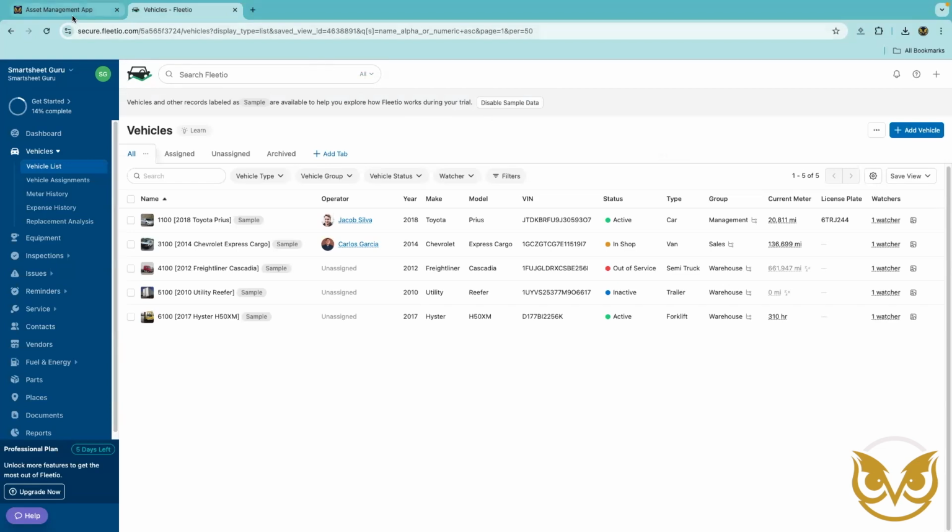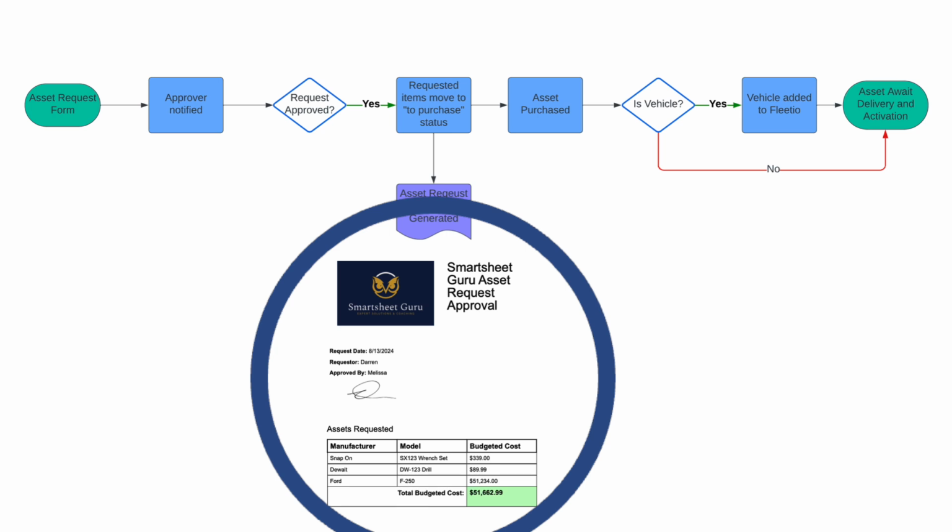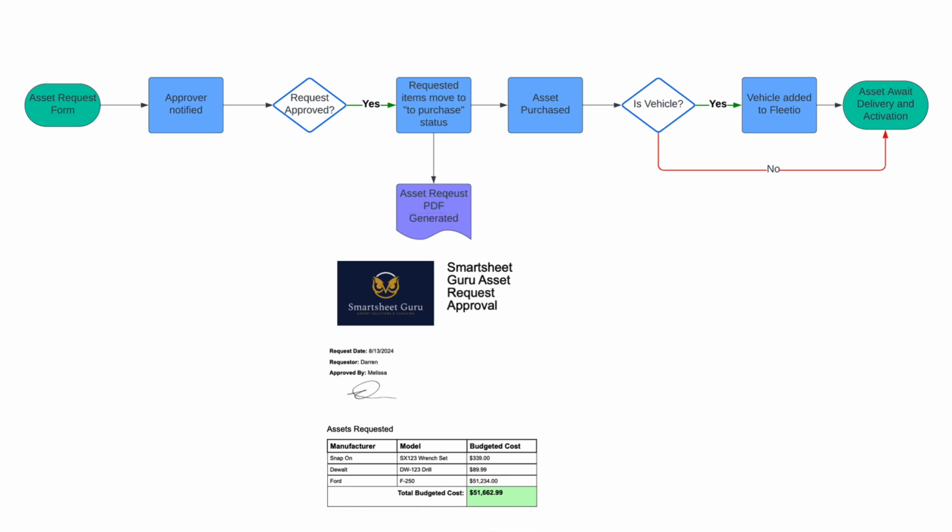And then what I'm going to do is, let's say I'm a manager at a company. I'm going to submit an asset request. And then I'll have my administrator, Melissa, review my asset request and determine if she wants to approve it. If that request is approved, we'll get a nice PDF summary generated. And then items can then be purchased. And when an asset is purchased, if it's a vehicle, a record would be created in Fleetio. Let's see how this works.